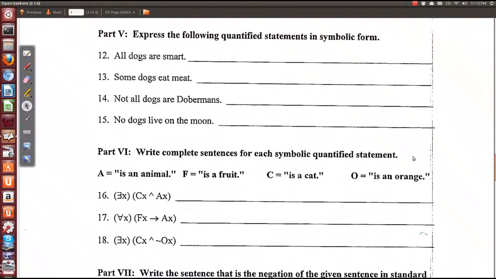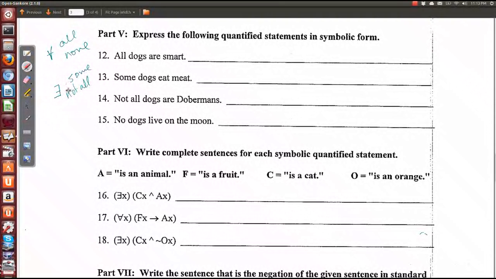So I need to write these in symbolic form. The first thing I need to determine is, are we dealing with universal statements, or am I dealing with existential statements? For universal statements, my keywords are all or none. And existential statements are going to use some or not all.